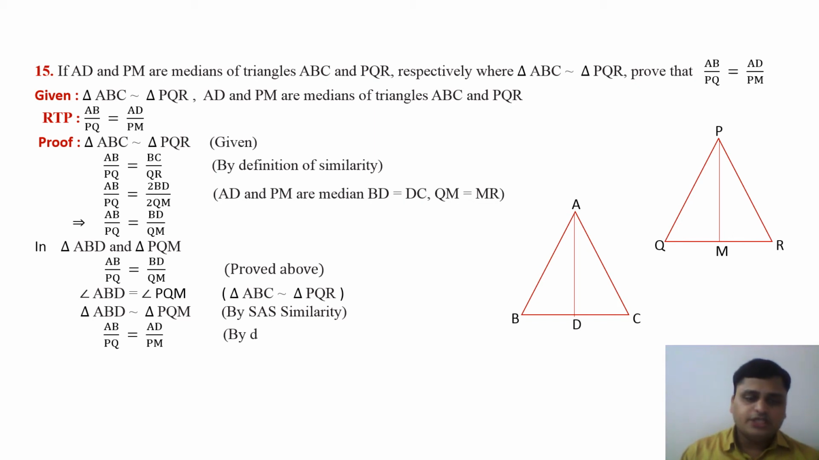Okay, and this we have written by the definition of similarity. Always remember that if triangle ABD is similar to triangle PQM, then their corresponding side ratios are in proportion. That is AB by PQ is equal to AD by PM. So in this way we will prove this question. I hope till this it is clear. Okay, now we will come to another question.